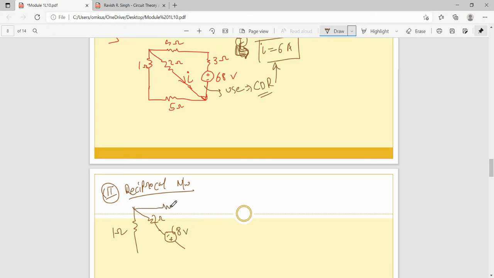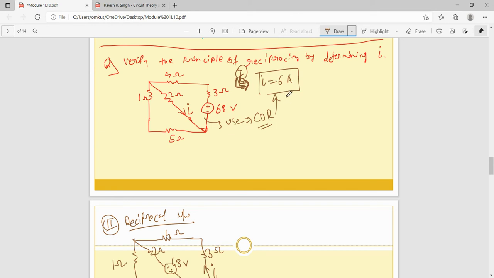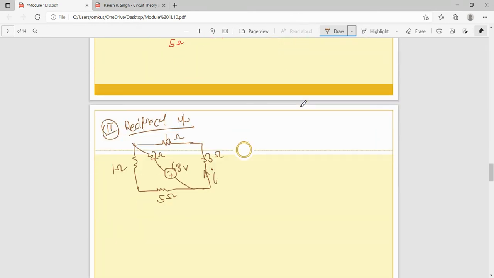Now this is 4 ohm, now this is 3 ohm, and this is your 5 ohm. Now the current direction for this branch according to this voltage is upward, right? Yes. We already calculated that the value of current is 6 ampere. Now find the value of current from here.